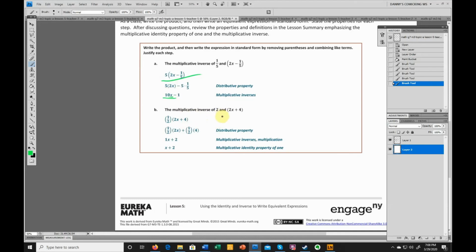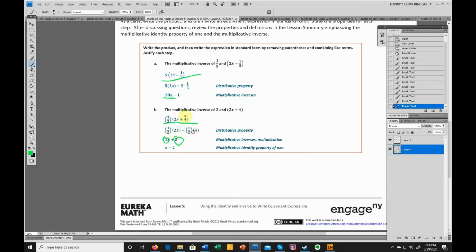The multiplicative inverse of 2 and 2x plus 4. So the inverse of 2 is 1/2 times 2x plus 4. 1/2 times 2x plus 1/2 times 4. 1/2 times 2x is 1x. 1/2 times 4 is 2. Why did we do these two times each other? Well, this is times 2x, and it's also times 4 because we have these in parentheses. So then we have x plus 2. Because 1x plus 2, 1x is just x.